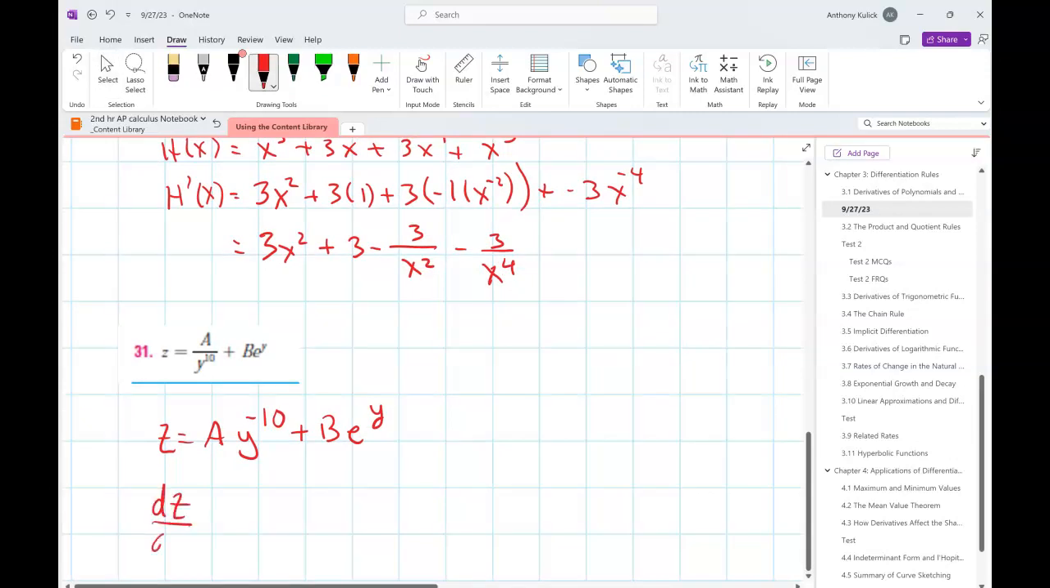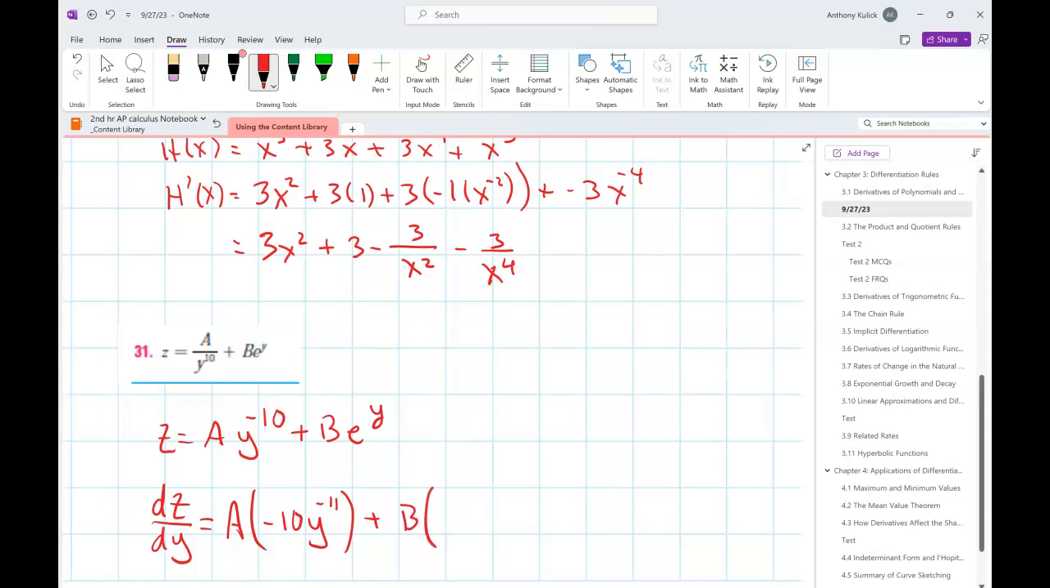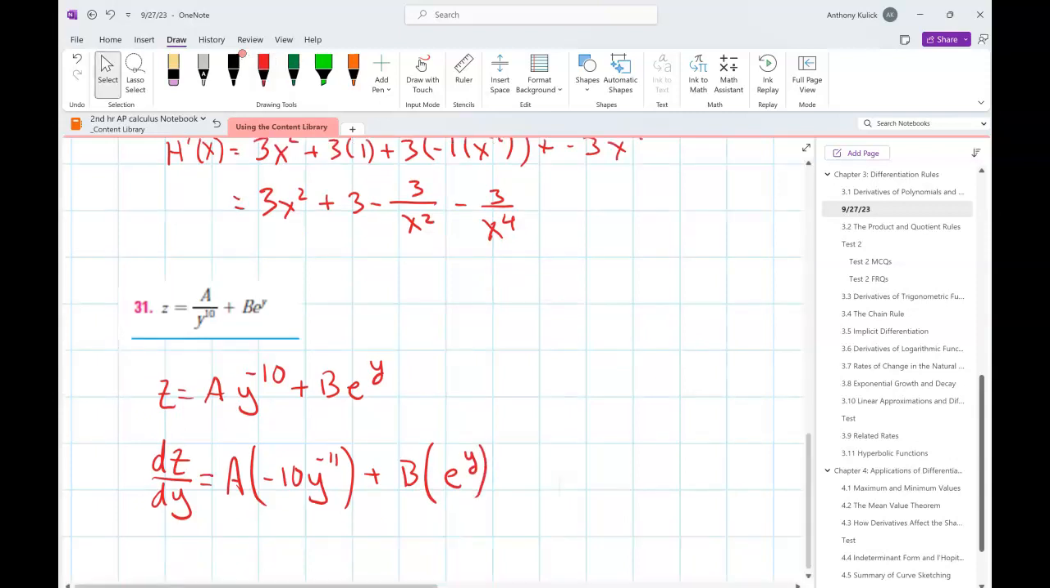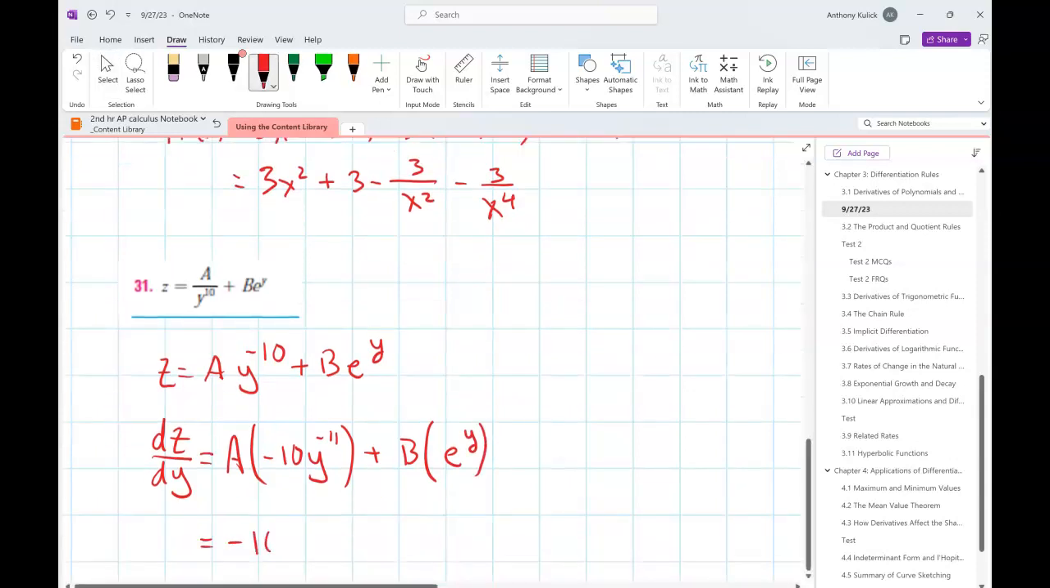So that's going to be dz dy. And the a stays out front because it's just a constant. So I'll have negative 10 y to the negative 11. The b is just going to stay out front because it's a constant. And then the derivative of e to the y is just e to the y. So when I simplify this down, we would probably write it as negative 10a over y to the 11th plus b e to the y.